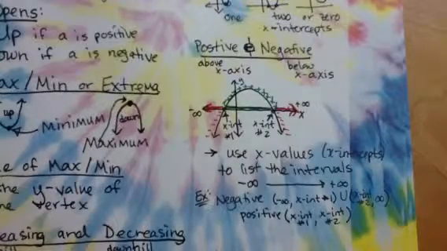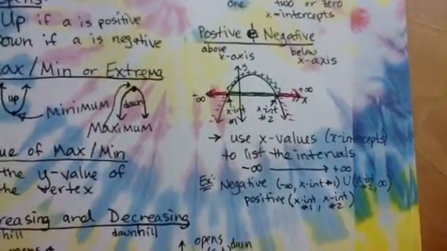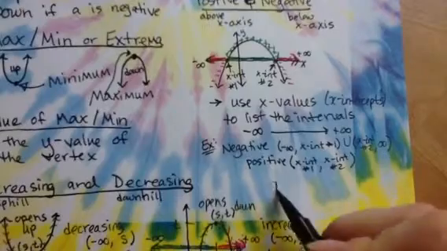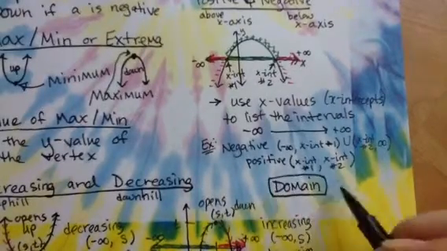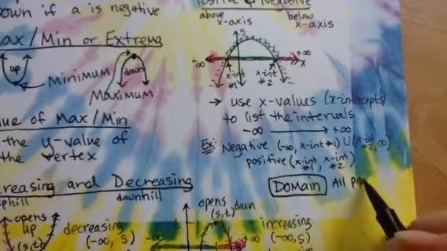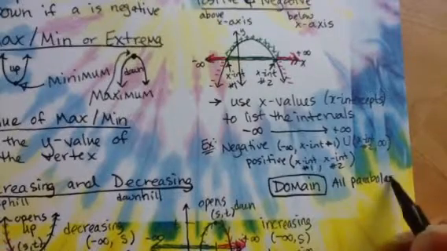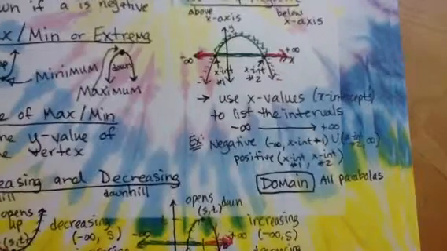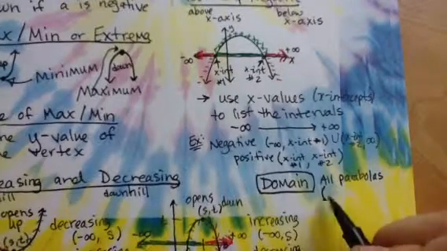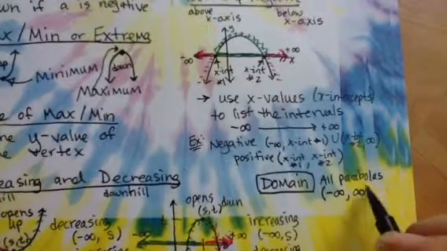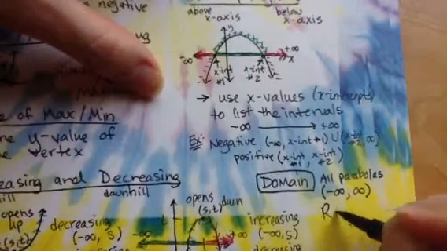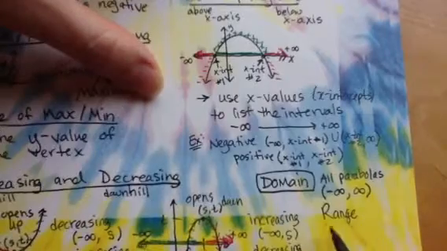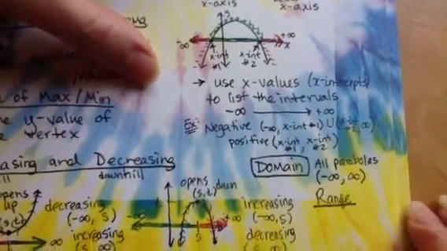The last two things that we want to talk about are domain and range. Now the domain for all parabolas, domain is the x values that are defined for the function, and all parabolas have a domain of negative infinity to infinity. The range will be different depending on if your parabola opens up or down.